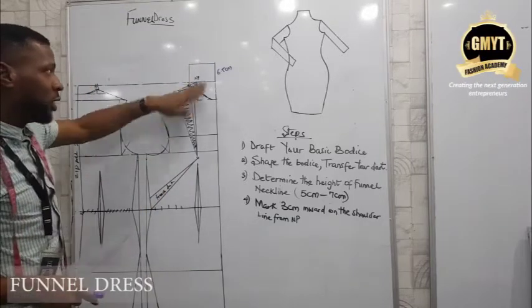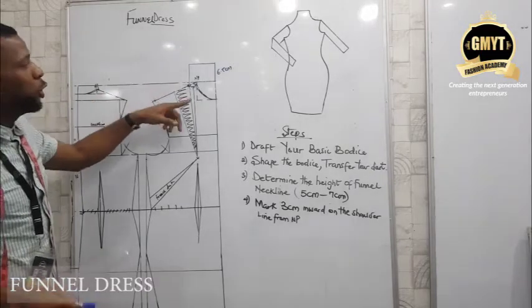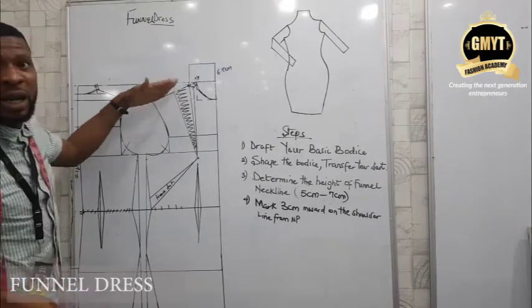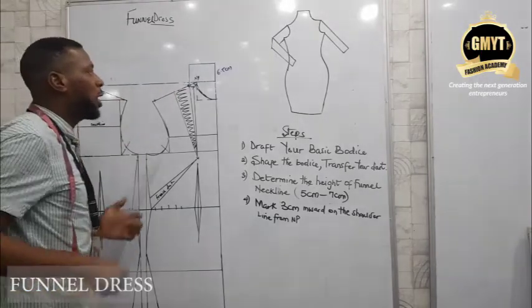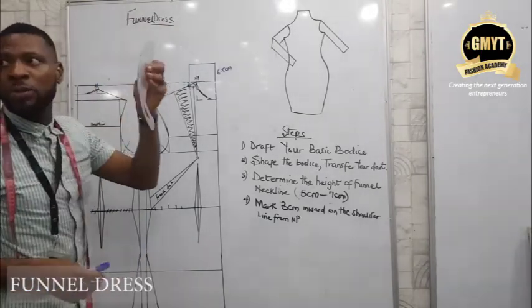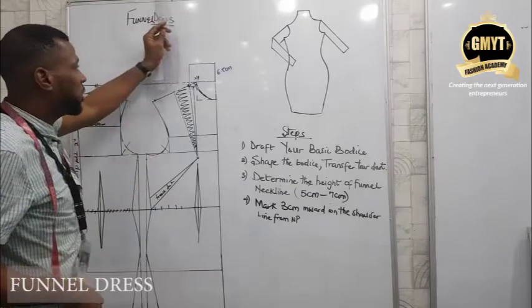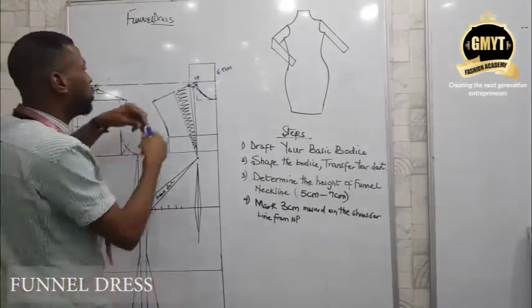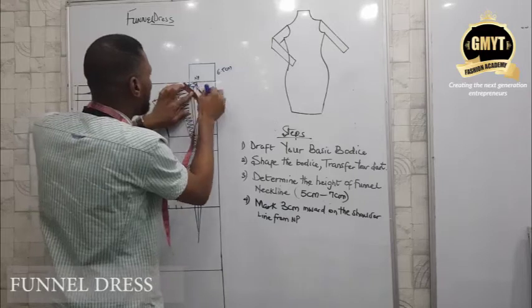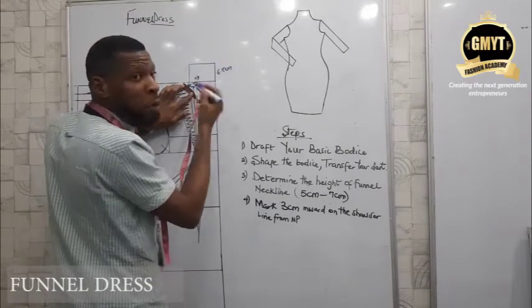Once you have this, you can't just cut straight away. You have to blend the height of the neck to the shoulder. And how do you do that? If you are very good with placing your ruler, you can just place it. But I would advise that you create an angle of 45 degrees at that point of 3 cm. So I did mine. You can do 2 cm, you can do 1.5.